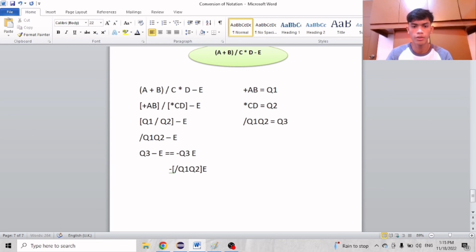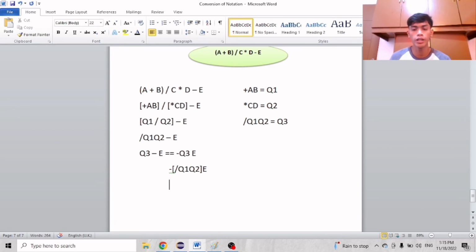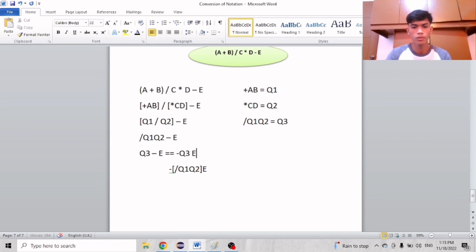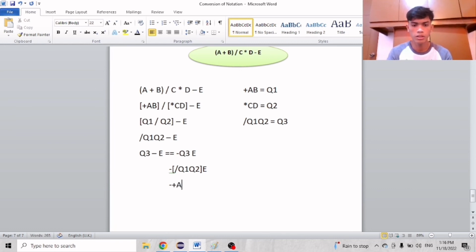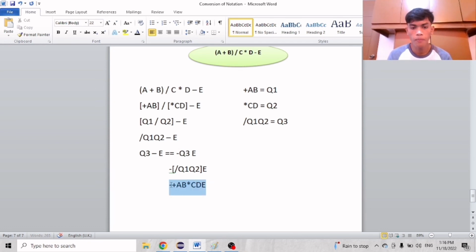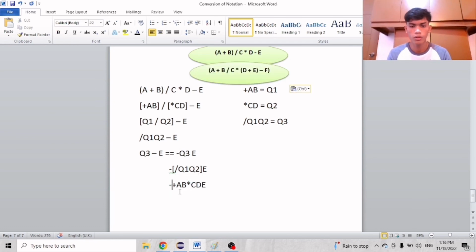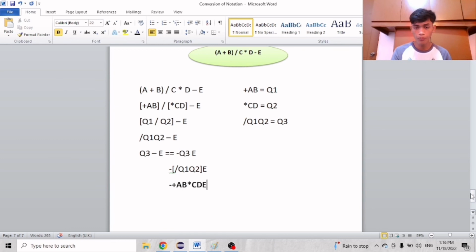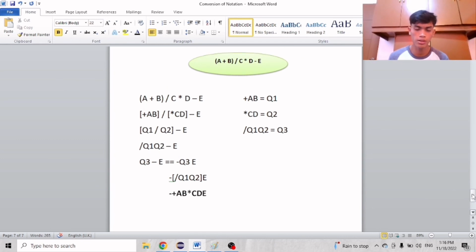Once more, the Q1 and Q2 we convert again to their old versions. So Q1 is plus EB, then the Q2 is CD, then E. This is the final prefix, the final conversion of prefix in infix.